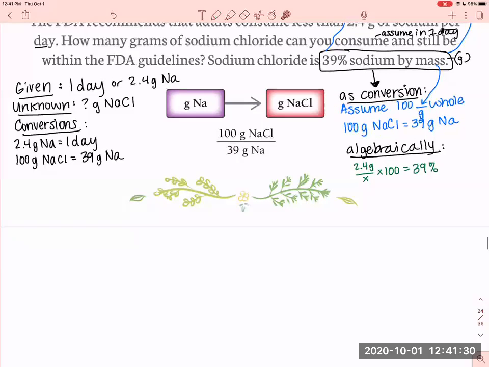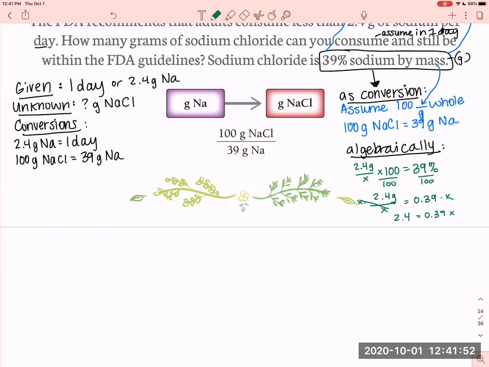And a lot of students have trouble solving for x on the bottom of a fraction. You've got to remember that we're going to divide both sides by 100 first. So we get 2.4 over x is equal to 0.39. Multiply both sides by x to get x on top.